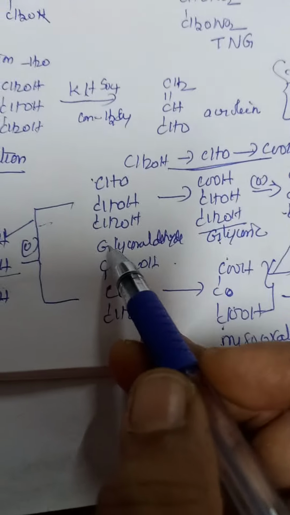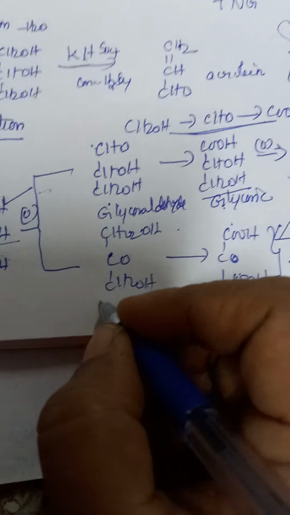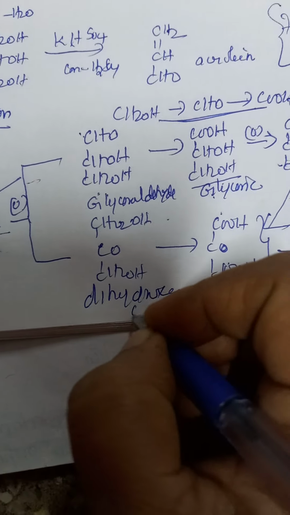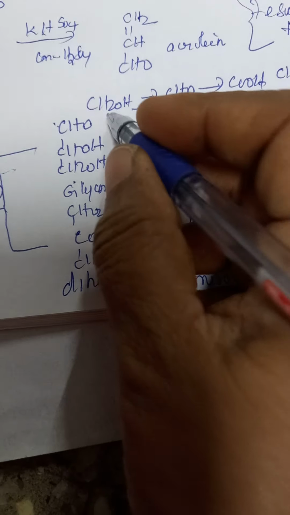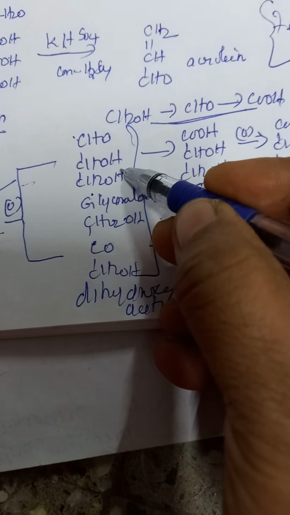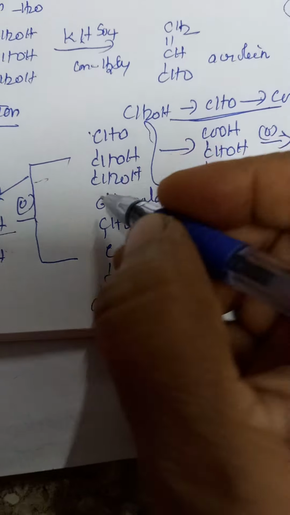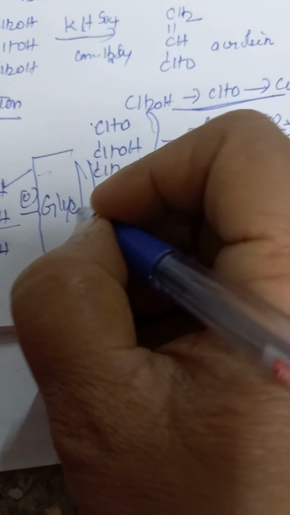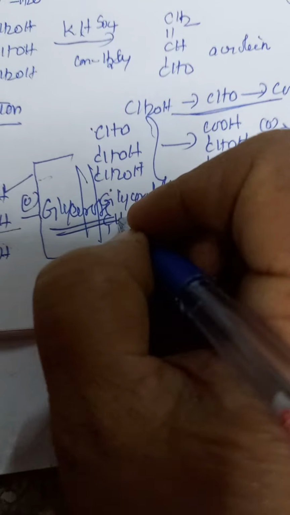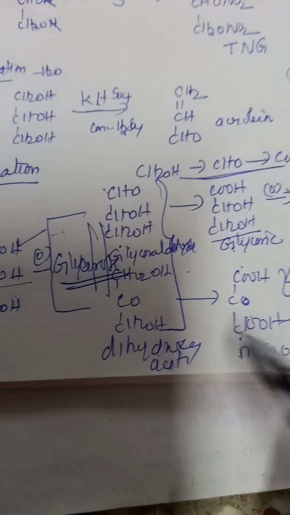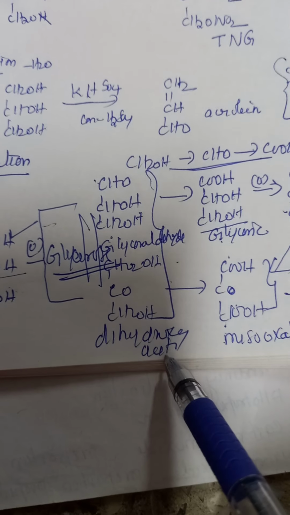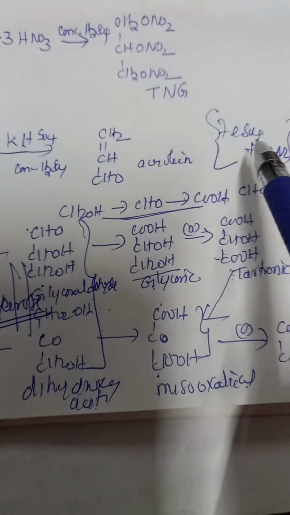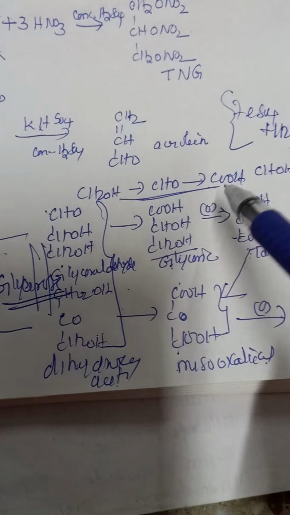So now this is glyceraldehyde. This is called dihydroxyacetone. The mixture of glyceraldehyde and dihydroxyacetone is called glycerose. What is glycerose? A mixture of glyceraldehyde and dihydroxyacetone. From glycerol we get this mixture. Fenton's reagent, FeSO4, H2O2: these are often asked questions.